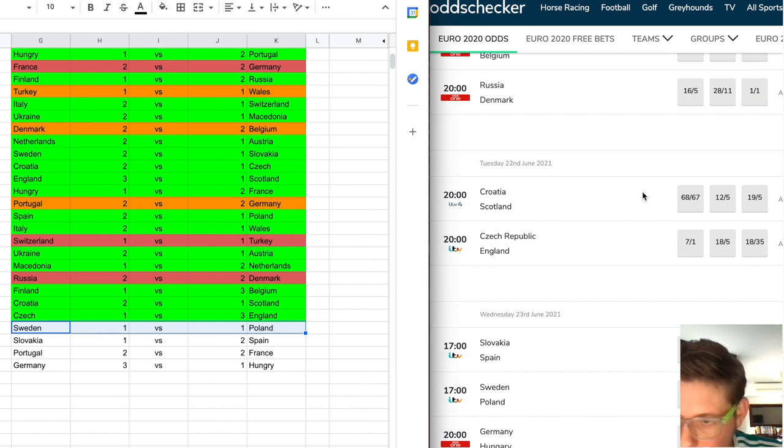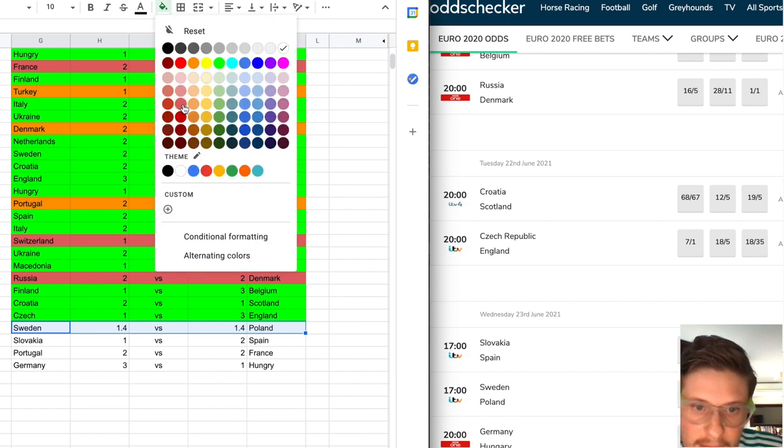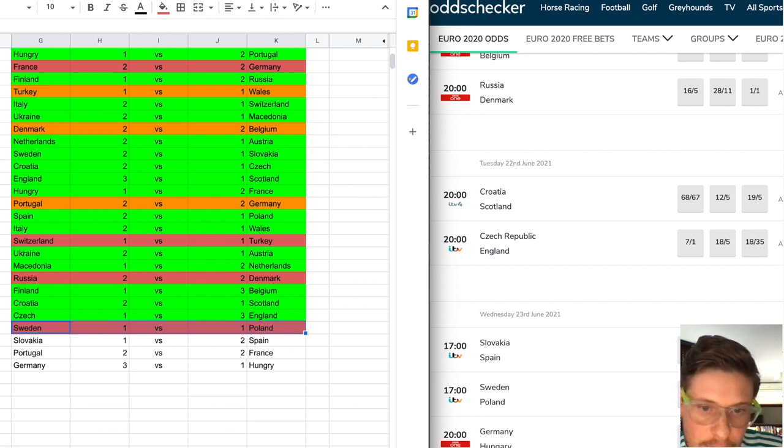Sweden versus Poland. I think 28 divided by 17 is the smallest number there. Yeah, that's 1.6. 9 divided by 4 is 2. Like I say, when you're making videos and you're doing it live, your maths ability does go a little bit out the window, so I do want to just check rather than make a mistake. They're favoring Sweden over Poland. Let's see if it's orange or red. Yeah, it's going to be red because we're expecting the draw to be the most likely one.